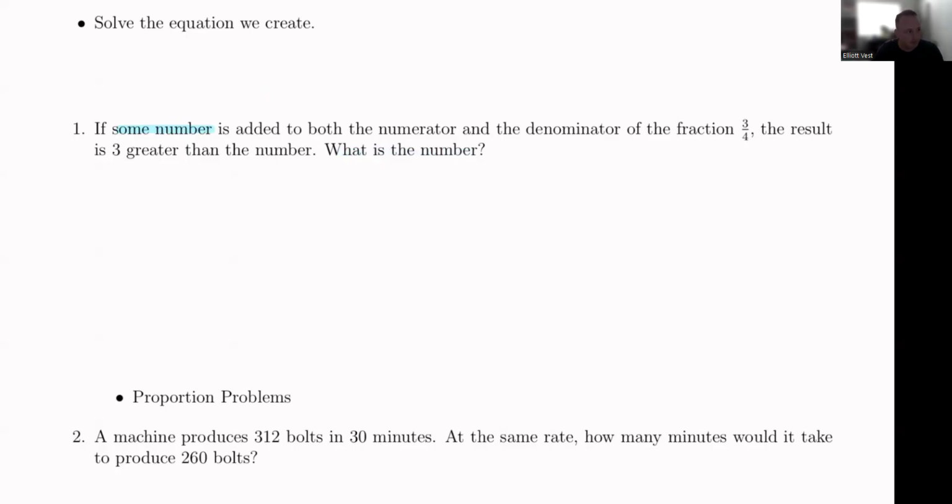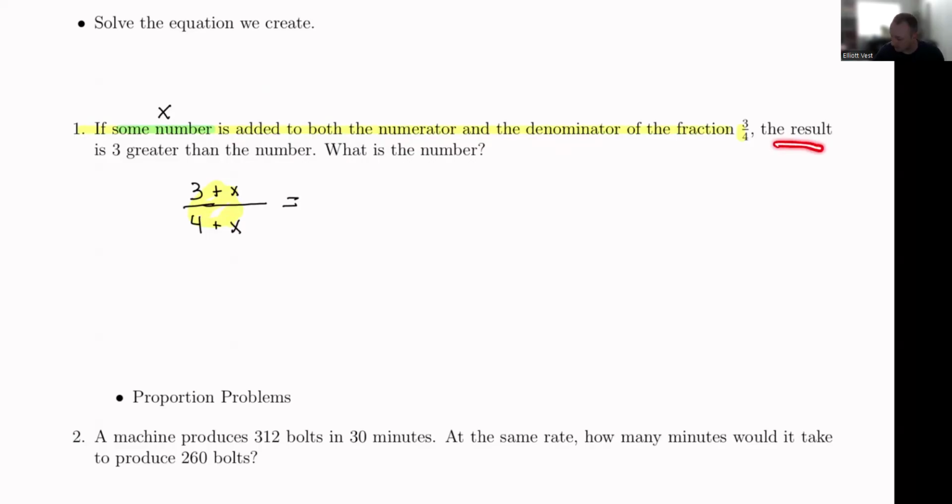We can just call that number a variable. Let's call it x. And what do we do with x? We add it to both the numerator and the denominator of the fraction. It's 3/4. So I have 3, not 3/3, 3/4. And you say we add x to both the numerator and the denominator. So that's what I'm going to do. That is what, if I was to highlight all of this, that is what this is. Cool. All right.